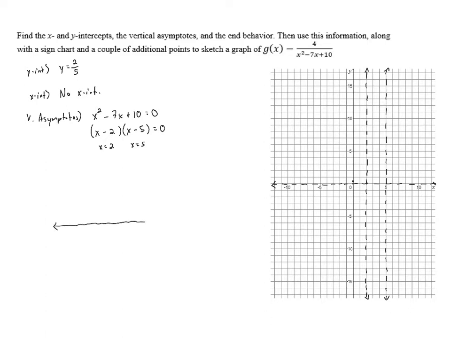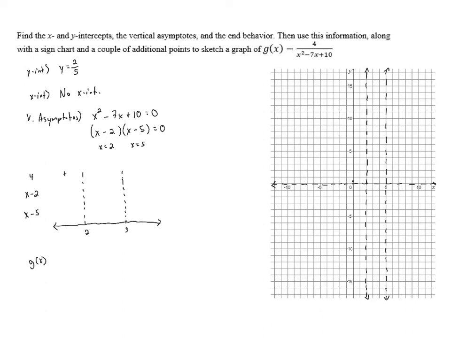Remember that with the sign chart, our critical numbers come from the x-intercepts and the vertical asymptotes. Here, the vertical asymptotes are 2 and 5, and there are no x-intercepts. So those are going to be the only critical numbers. Now, the factors in our rational function, the numerator is just 4, and the denominator is x minus 2 and x minus 5, and these together give us g of x.